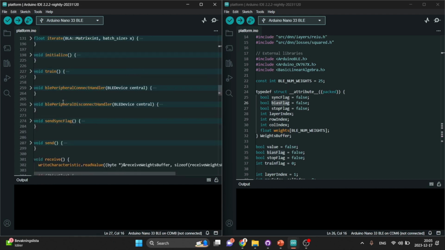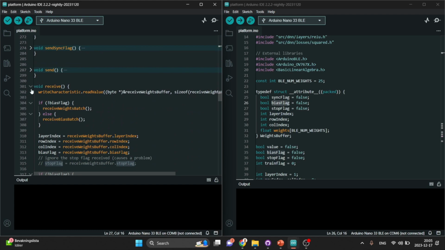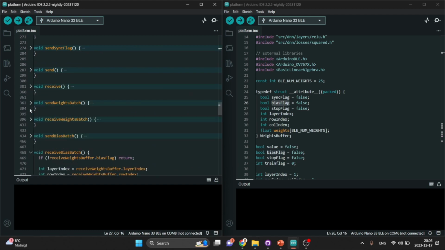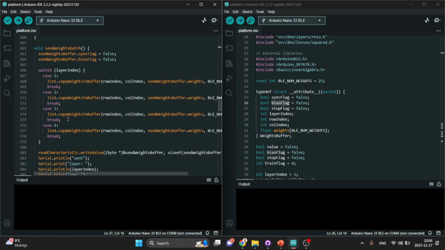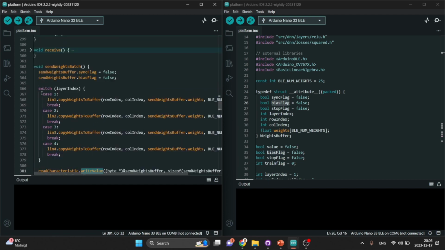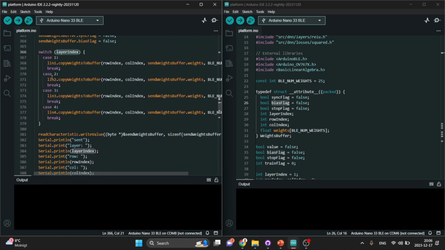Finally, I will go through one of the functions, for example, send weights in batch. This is where we copy from memory what we are going to send into the buffer, and then we write the value to the other Arduino. And this is how it works. For the switch and case, the layer index is just that we have 4 layers in the encoder, and that's why we have this switch.